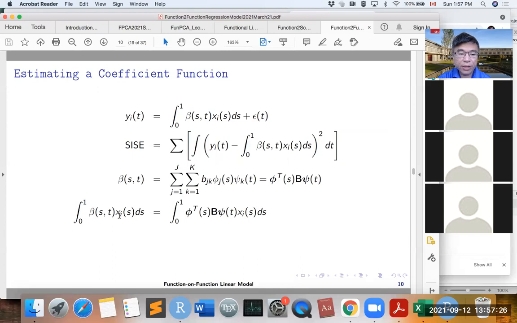So then we can plug in the formula for beta(s,t) into the integral, and so then we will have this form, and so you can see here this B coefficient matrix and psi(t) will not depend on s, right? So only the phi(s) and x_i(s) will depend on s, right? So we can take these two terms outside the integral.